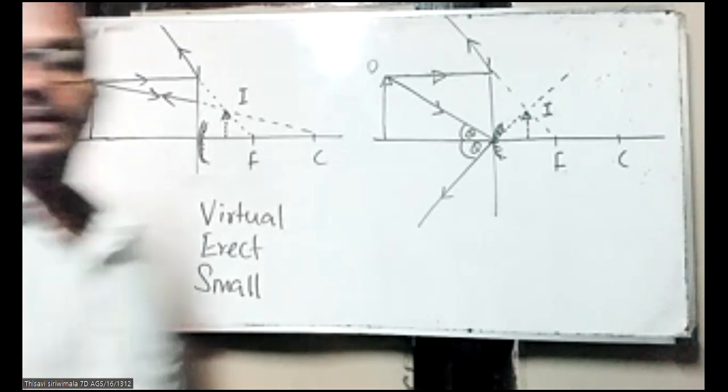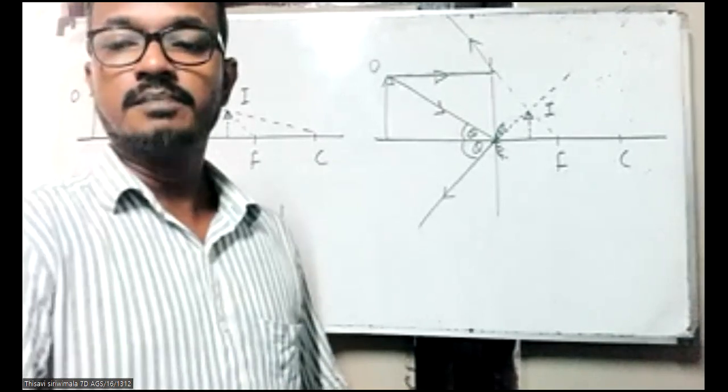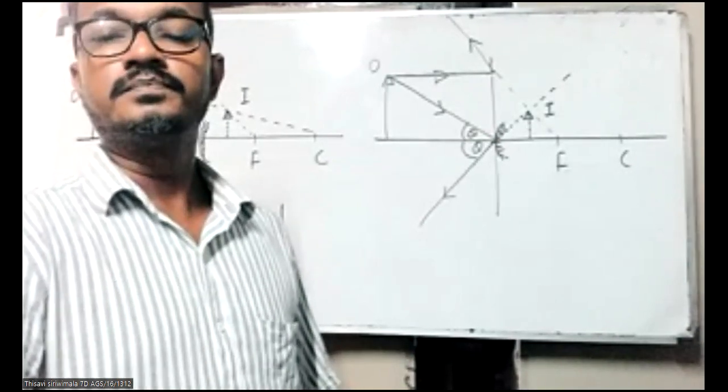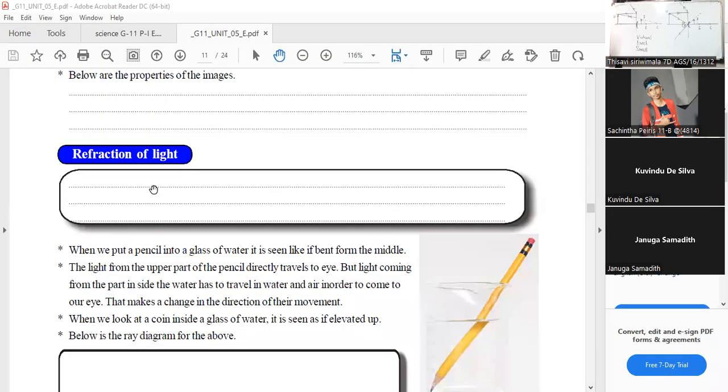Right. Back to the lesson. Now, in grade 8 or 9, you have studied that when light rays enter from one transparent medium to another transparent medium, there is a change of the path. The pathway is changed. So that bending of light is called the refraction of light. Up to now, we were talking about reflection. Now, we are talking about refraction.